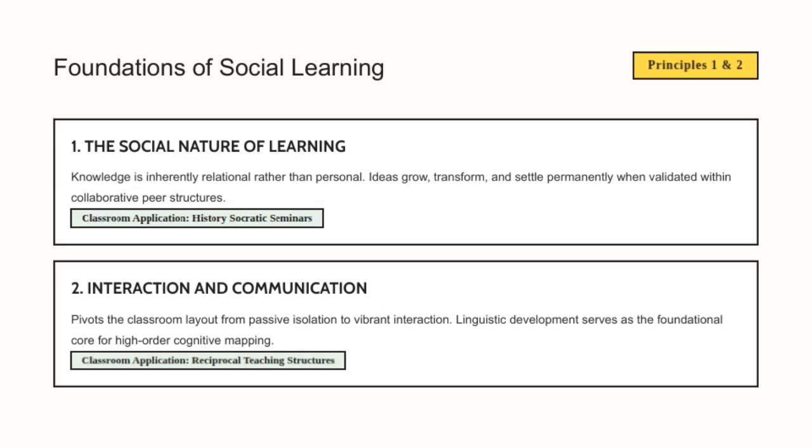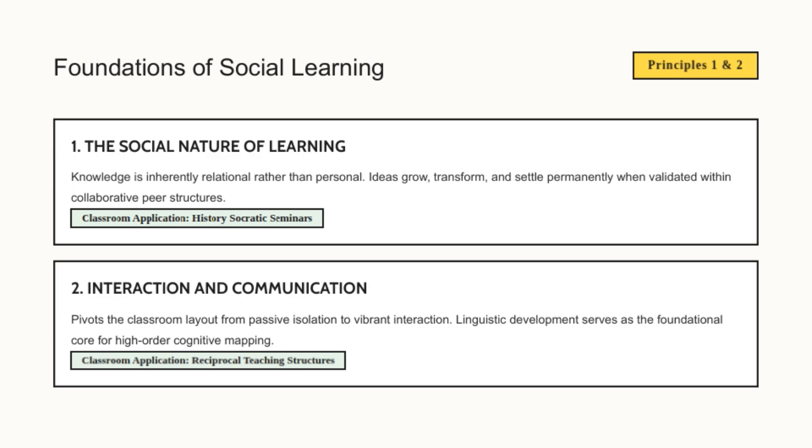Let's take a look at how we can pivot the classroom layout from a traditional, passive setup to one that encourages vibrant interaction. When we do this, we're not just changing the physical space, we're fostering an environment where students are actively engaging with each other. This shift is crucial because linguistic development, which is at the core of our learning process, serves as the foundational element for building high-order cognitive skills.